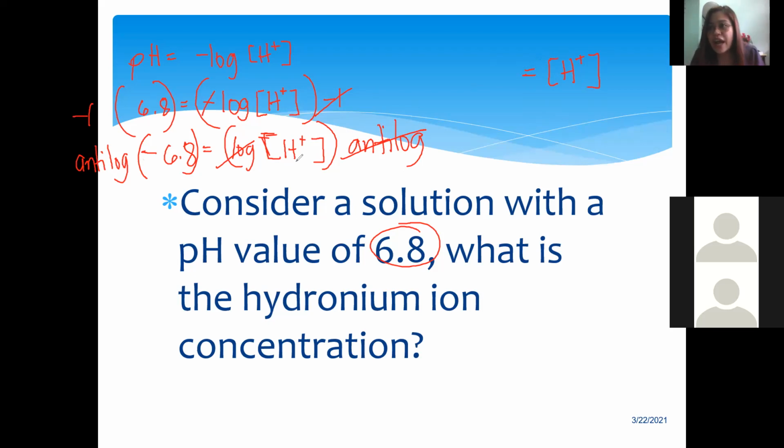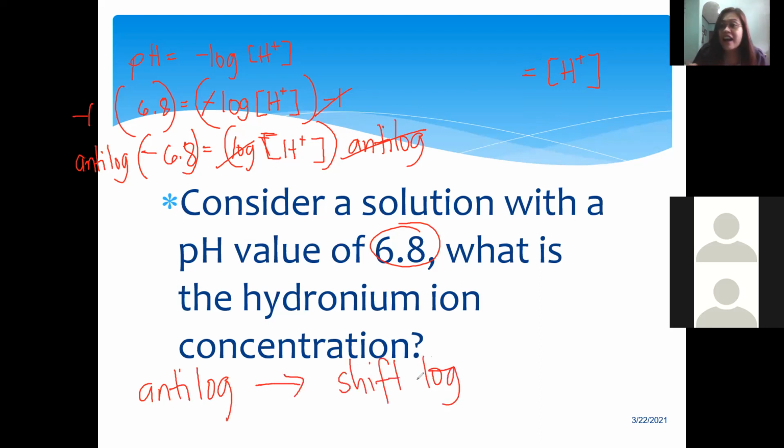And sa calculator, how are you going to do the anti-log? Anti-log, class, is in the calculator, it's shift and then log. So, ang pipindutin nyo, shift, tapos log, tas lagay nyo ang negative 6.8. Again, I hope nasundan yon. Sa calculator, ang anti-log is shift log and then ilagay nyo negative 6.8. The correct answer is 1.58 times 10 raised to the power of negative 7.